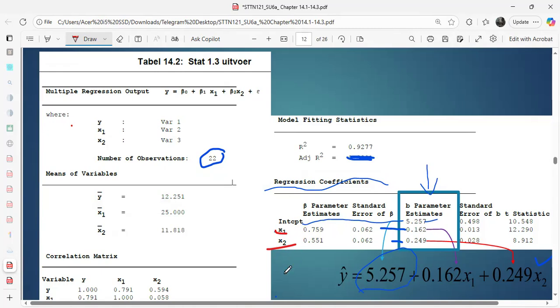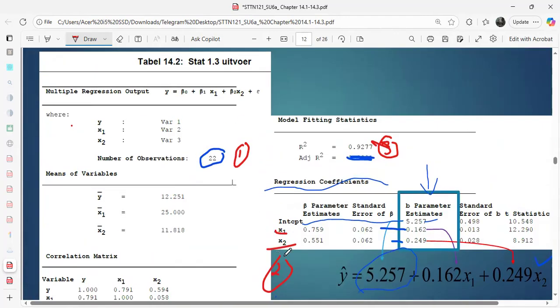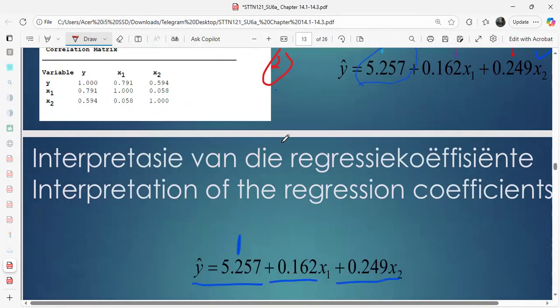Then as for r squared, number one, we need n. Number two, we need k. And if we only have x1 and x2, k will be equal to 2. If we had x3 here, k will be equal to 3. Number three, we need the coefficient of determination. Once you get 1, 2, and 3, it's going to be easy to calculate the adjusted coefficient of determination. Here n is 23, k is equal to 2, and the coefficient of determination is 0.9277.